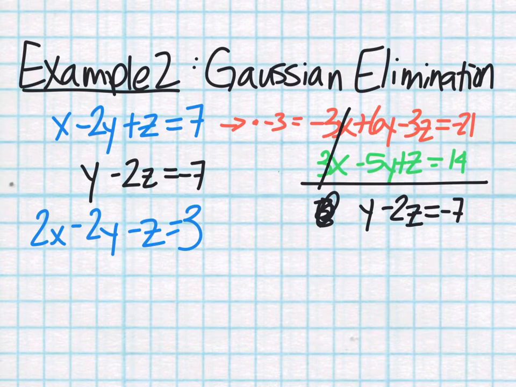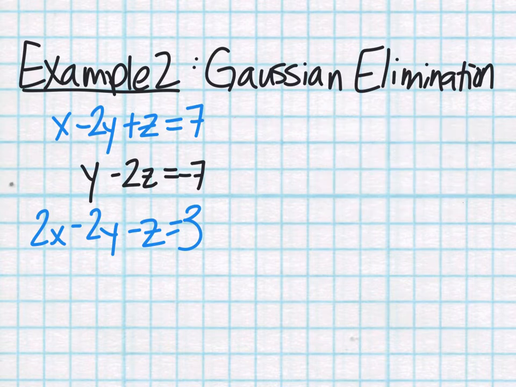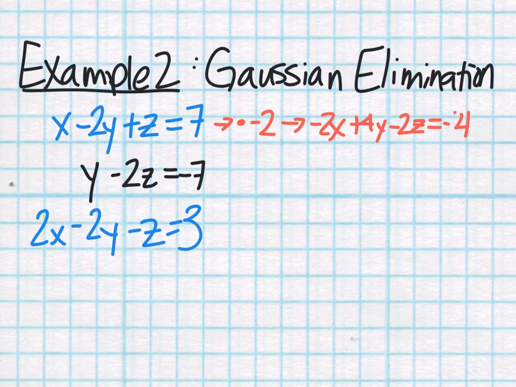So let's think, what else can we do? Now I'm looking at this first and third equations. I've got a coefficient of 2 on this third equation for x, and this x in my first equation doesn't. So I'm going to take this first equation and multiply everything by -2. Let's see, so that will give us -2x plus 4y minus 2z equals -14.